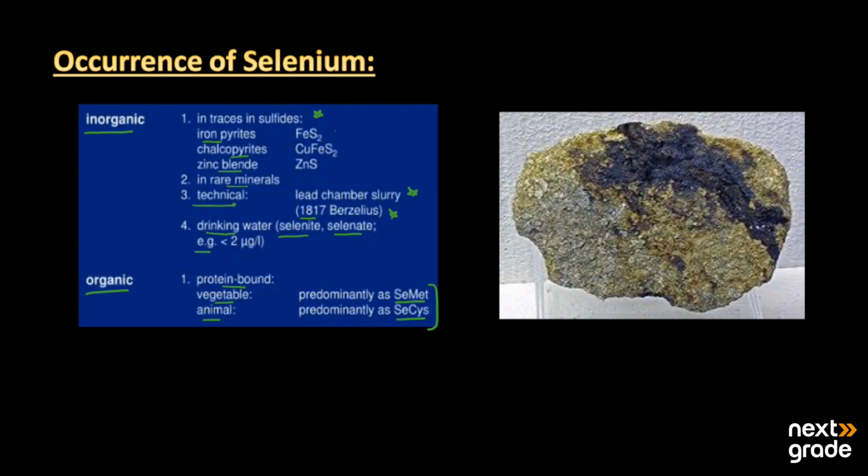Here we have the picture of selenium, which is a solid mass, and its color is from black to some pale yellowish color, like a mud color basically. So this was the occurrence of selenium.